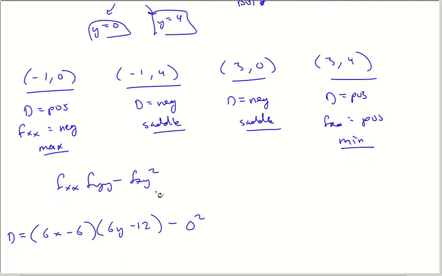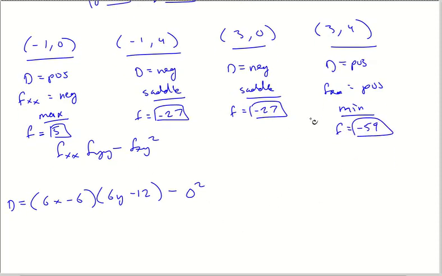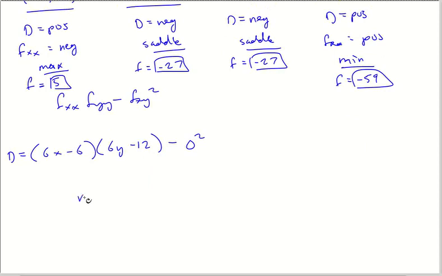Whew! Last bit, we need to have our actual values. So I'm going to plug this into the original and see what I get. I got here a 5. Over here I got a -27. Just plugging those points into the original. I got a -27 yet again. And then I got a -59. Okay, those are your answers. We just had to put them in their correct spots.